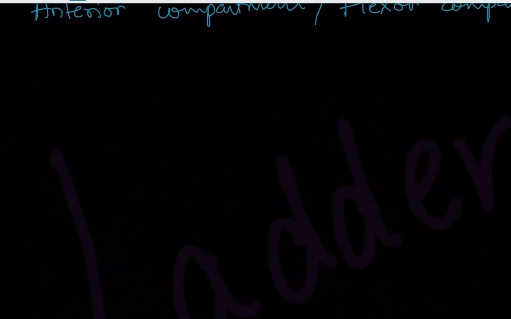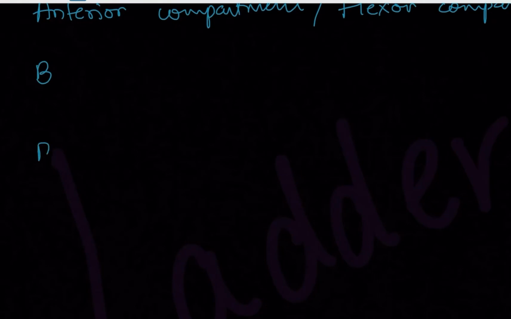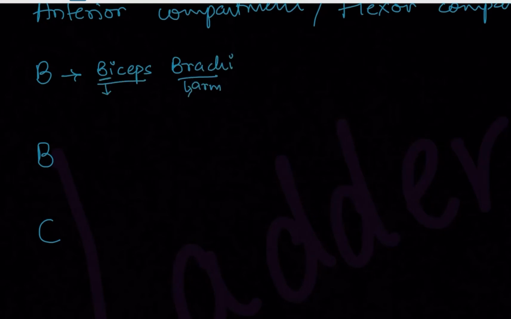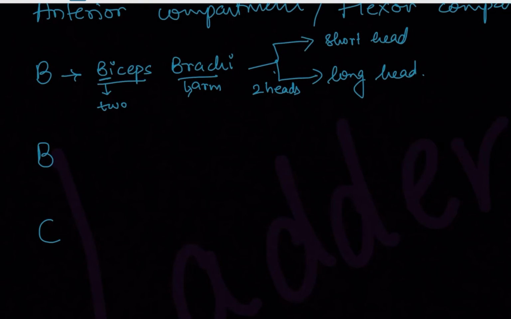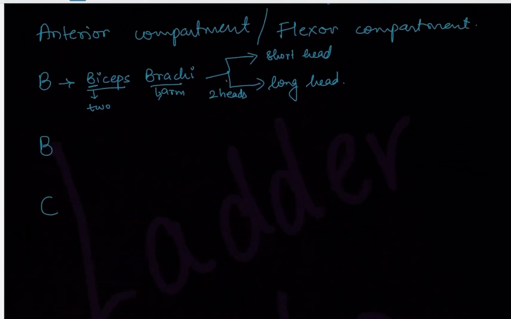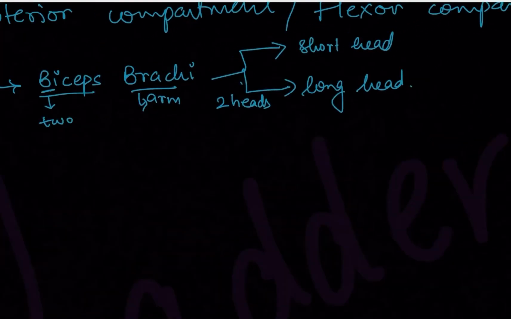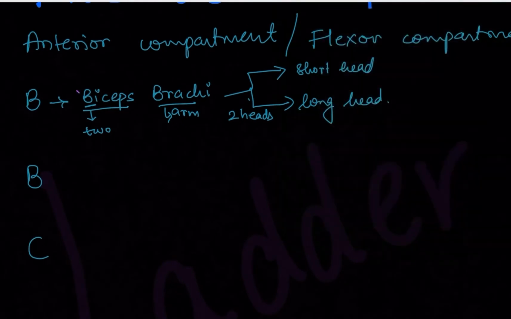So for this you have to remember a mnemonic, that is BBC. B stands for biceps brachii. Brachii means arm. First of all, write this down. Biceps: bi means two. So what does it actually mean by two? It means it has two heads. It has one short head and one long head. You have to remember short head and long head. And you have to remember that this biceps brachii becomes the roof of the cubital fossa.